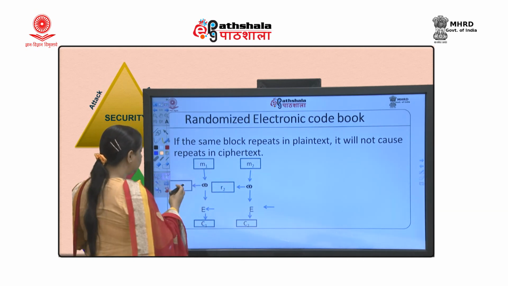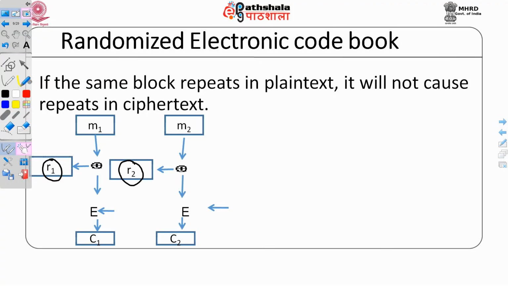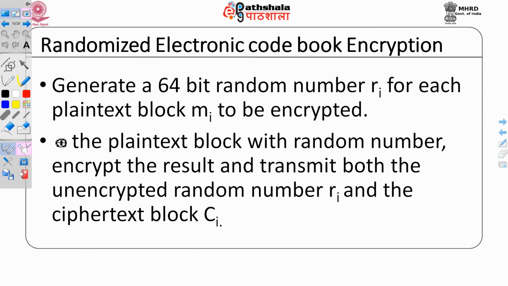What we introduced here are random blocks R1 and R2. So, even though M1 is equal to M2, the randomized block would generate new plain text out of M1 and M2 which is not the same. So, this is the idea behind the randomized code book. The idea is clear that we have to generate a random number every time. So, in the decryption process, that same random number should be used.